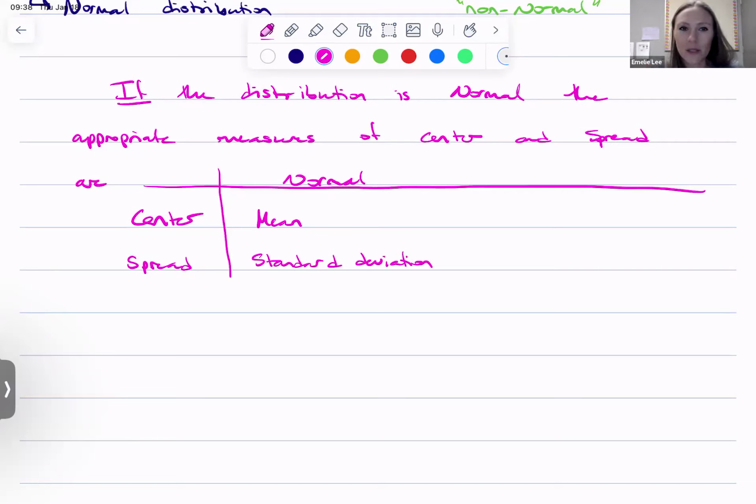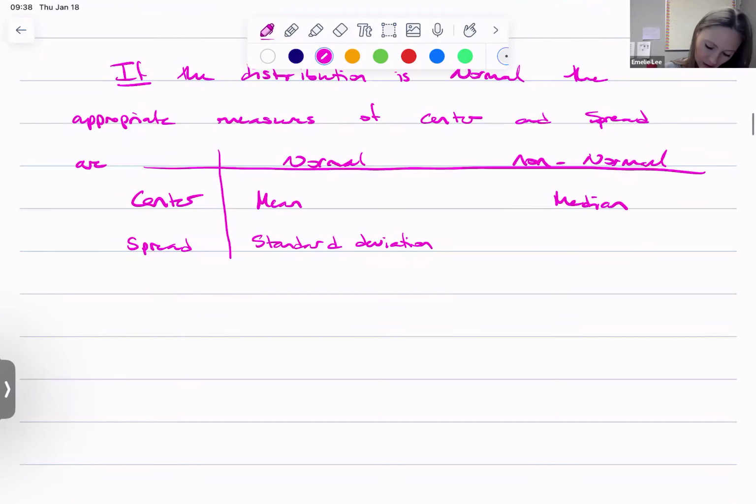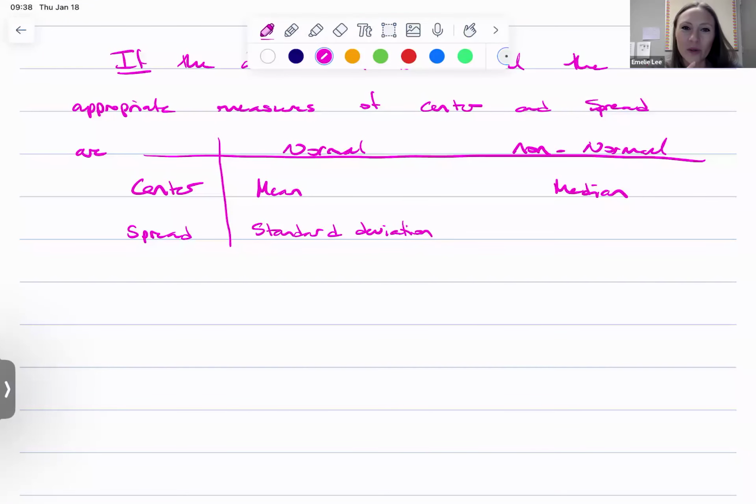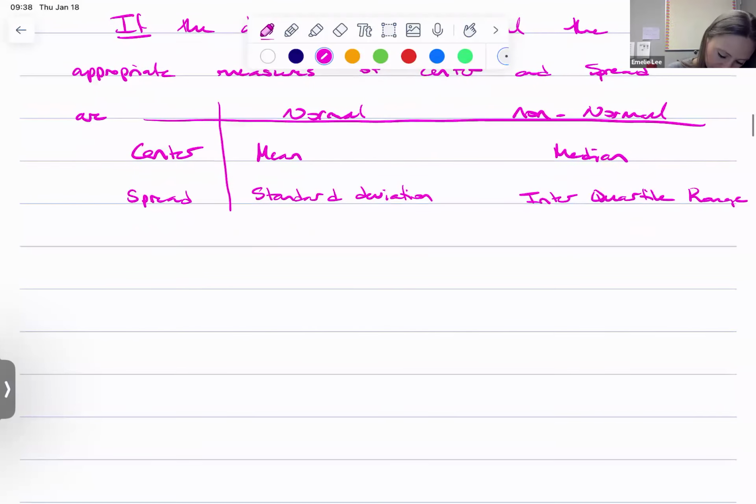I'm going to introduce it here because we'll start talking about it today. So it's not really review anymore, I guess, but for a non-normal distribution, the measure of center that we're going to use is called the median. And for our spread, we're going to use what's called the interquartile range. We're going to introduce those today. But just so we have a handle on that, there are differences depending on the shape.